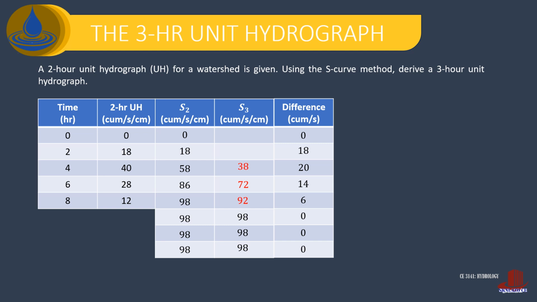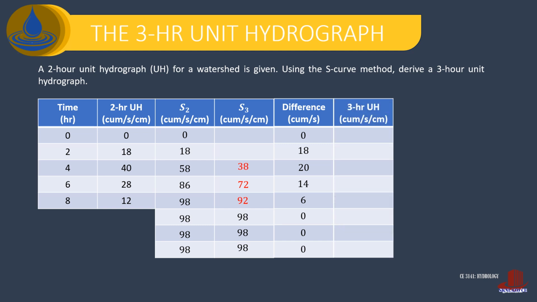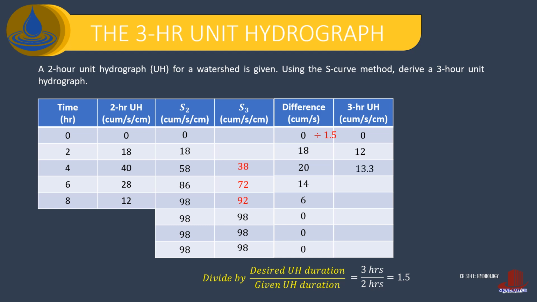After the difference, the 3-hour unit hydrograph is then computed. The divisor is 3 from the desired duration over 2 from the given duration, or simply 1.5. The unit hydrograph then starts with 0 at 0. Then 18 over 1.5 is 12 at T2. Next is 20 upon 1.5, or 13.3 at T4.